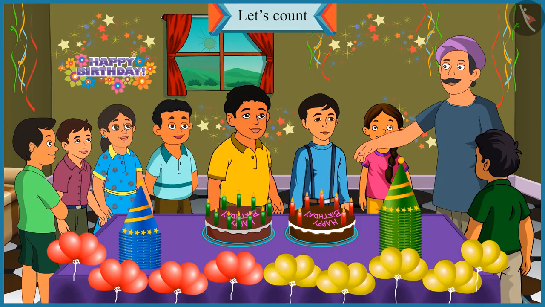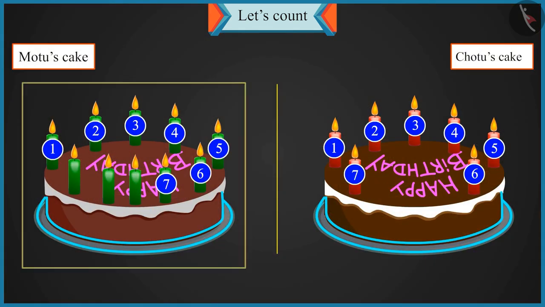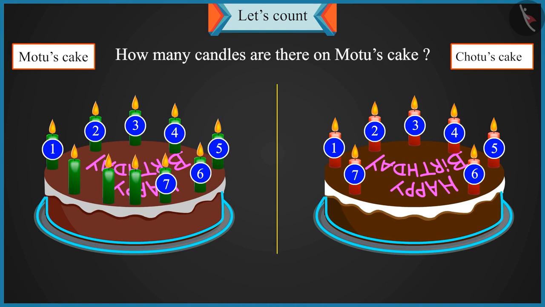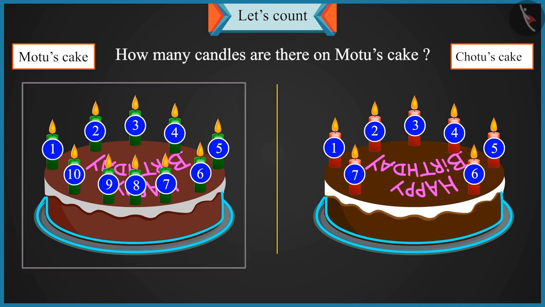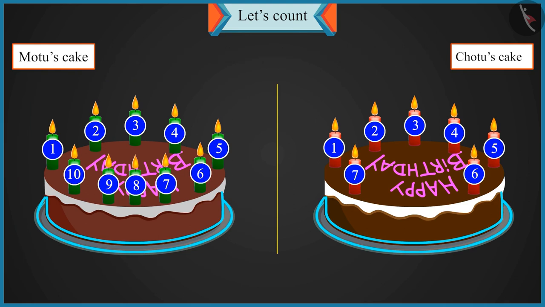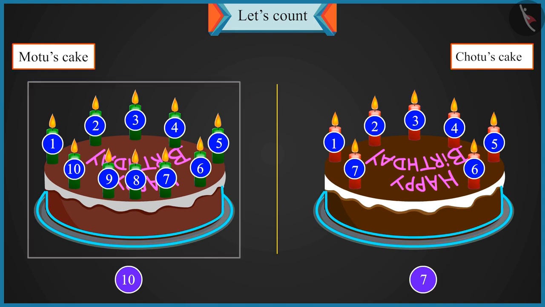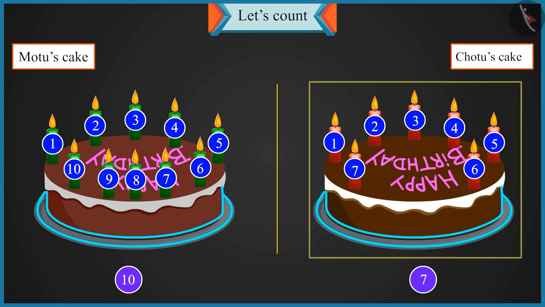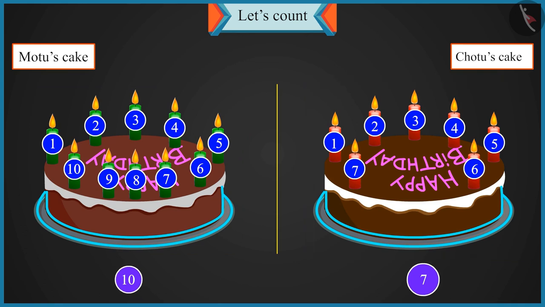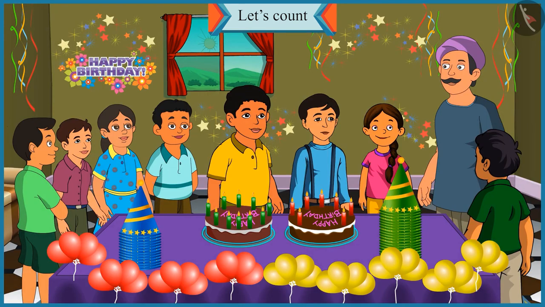Chotu, there are a total of 7 candles on your cake. How many candles are there on Motu's cake? After 7, there are 8, 9 and 10. So there are a total of 10 candles on Motu's cake. Now tell me, between 7 and 10, which number is bigger? Uncle, there are more candles on Motu's cake than mine. So 10 is more than 7. 10 is a bigger number. Absolutely right. Thank you, Uncle.